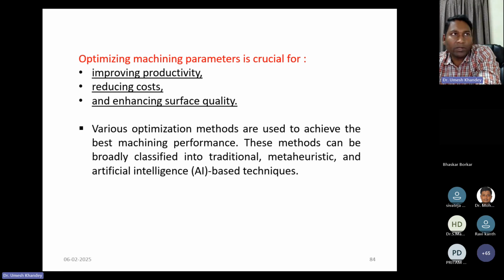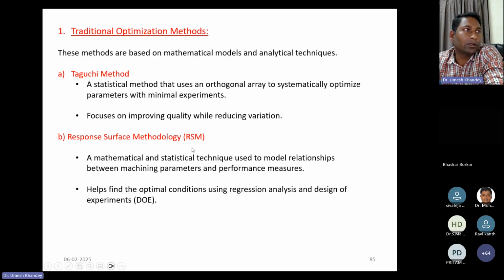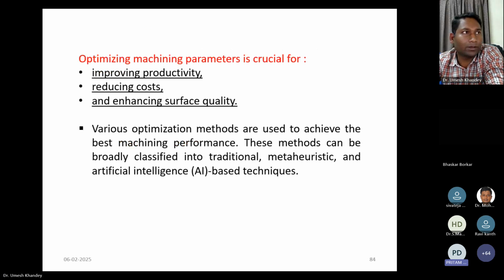Optimizing machining parameters is crucial for improving productivity, reducing cost, and enhancing surface quality. So various, it's time is over. Okay, so let me time skip.